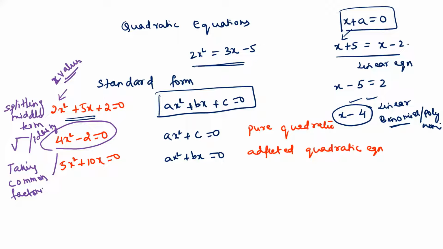So solving these types of quadratic equations has different methods. We can't use only splitting the middle term or square root. So that's why we are studying these three different types of quadratic equation. Got it? Yes, ma'am. Make a note of this.